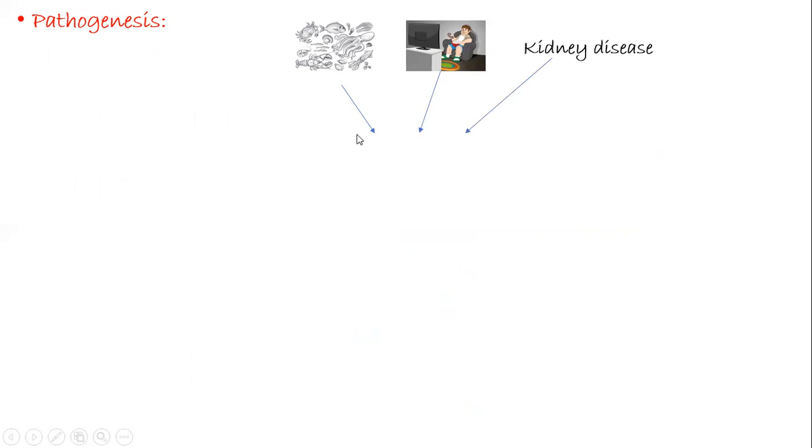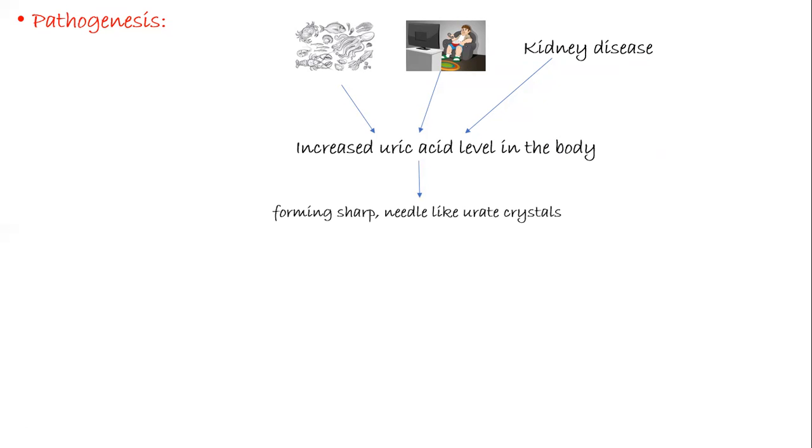Now we'll take a look towards the pathogenesis. When you've taken diet rich in proteins and purines, or when you have sedentary lifestyle, or when you have kidney dysfunction, all these things lead to increased uric acid level in the body. This increased level of uric acid causes the uric acid to form needle shaped urate crystals. These urate crystals accumulate in the joints, and due to this there occurs pain, inflammation and swelling.